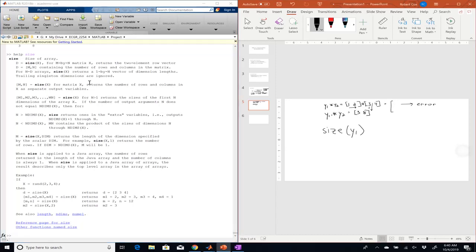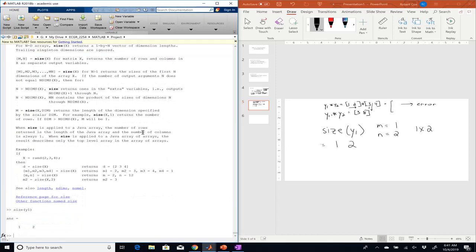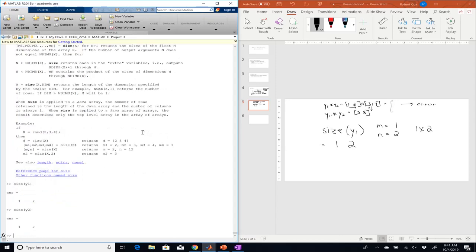Okay, so if I look at size of y1, in this particular case, I have M equals 1 row, N equals 2 columns. So this is 1 by 2. So when I run this size command, it says a row vector, so I'm going to get 2 numbers, 1, 2. All right, so if I type size of y1, I get 1, 2. And because y2 is the same way, if I type size y2, I get that.